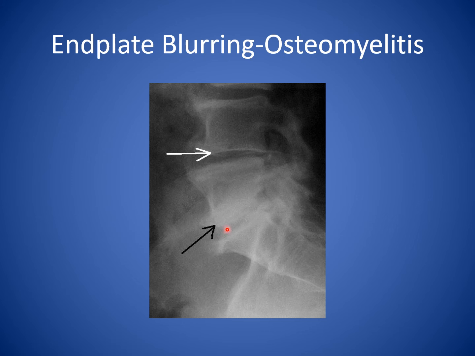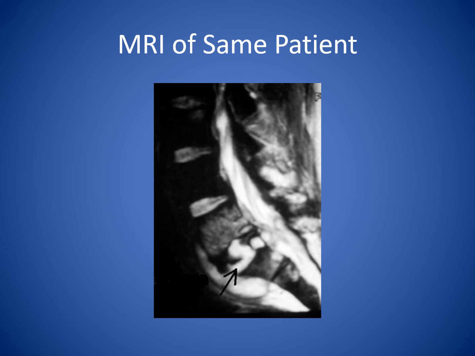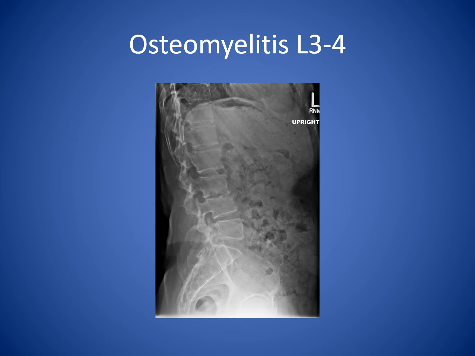Endplate blurring is very difficult to see in some cases, but you have to be careful. If somebody comes into your office with back pain, maybe an ileus, and with spasms in the back, you have to be careful for osteomyelitis, because osteomyelitis can cause end plate destruction, which appears to be blurring. This is what an osteomyelitis looks like. It's gone through the end plate here and part of the end plate here, and that would blur down that.